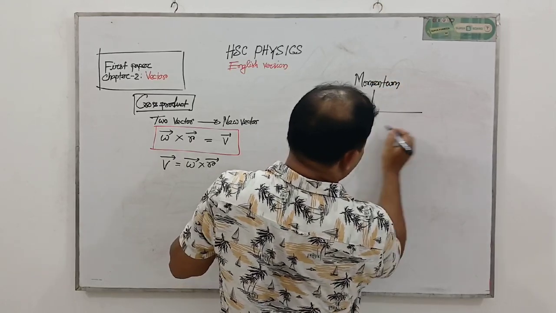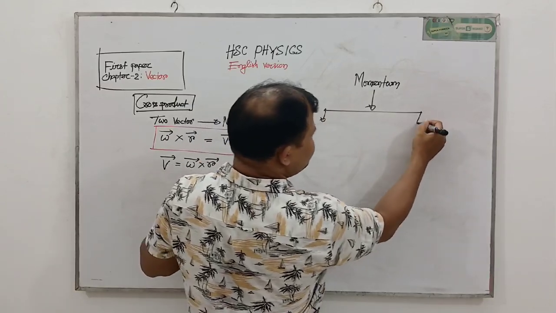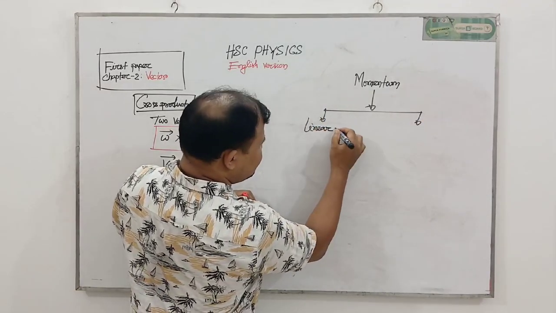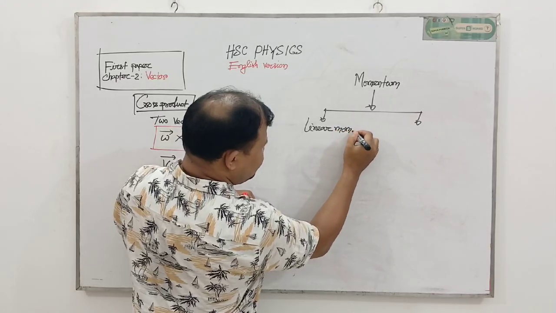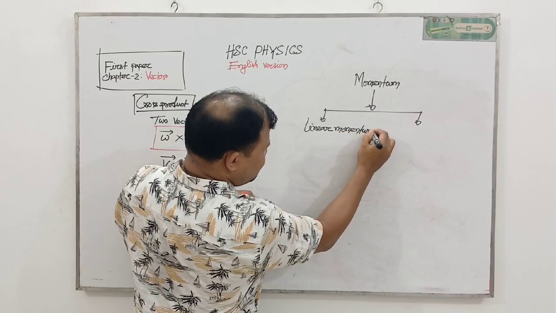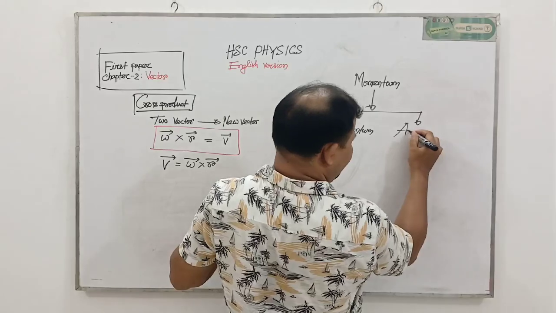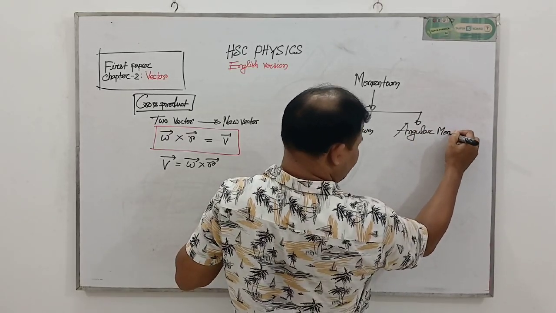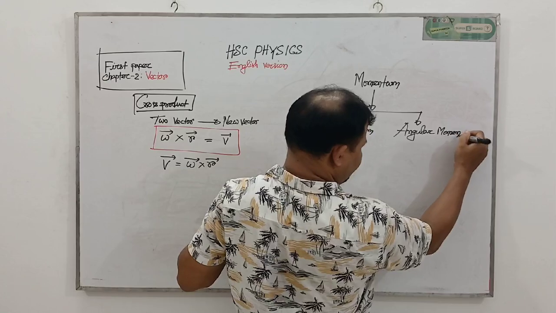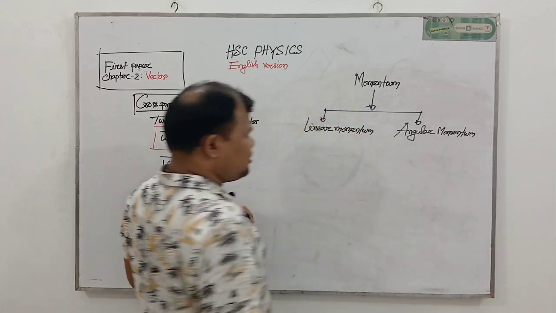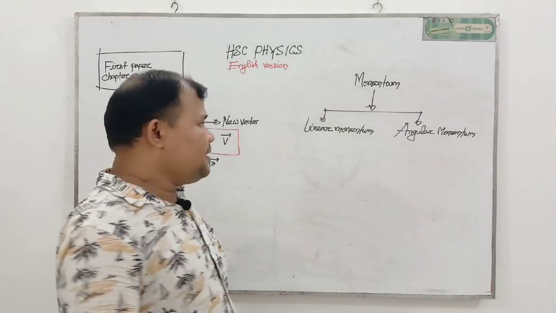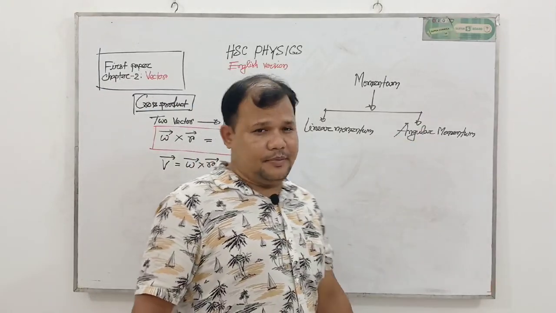My dear student, momentum has two types. One is linear momentum, and another is angular momentum. So, dear students, momentum is of two types. One is linear momentum, another is angular momentum, okay.